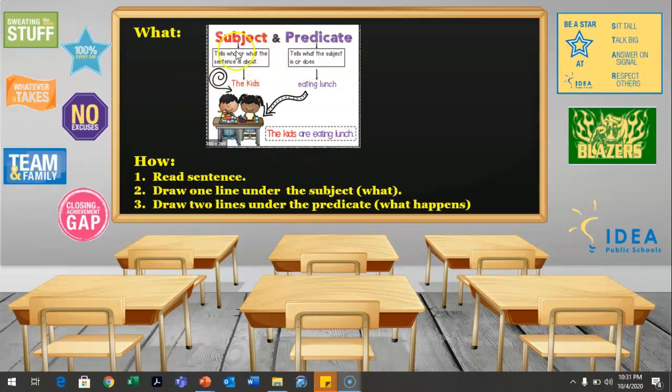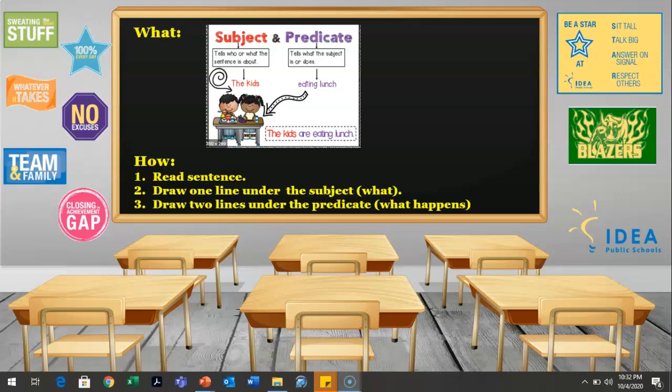So let's look at the example in this sentence. The kids are eating. Well, who are we talking about? The kids, boys and girls. And the predicate tells what the subject is doing. And what are they doing, boys and girls? They're eating lunch. Now remember, a sentence always starts with a capital letter and ends with a period. So those are the important words that we are learning. The subject, predicate, and also remember that we start with a capital letter and end with a period.